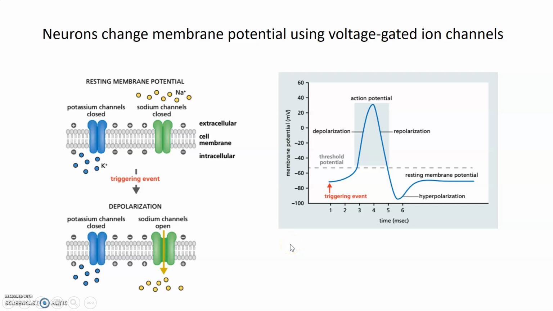When the neuron receives a signal to fire, or a triggering event happens, there's a slow depolarization, a slow change making that membrane potential more positive. You can see that here in the graph. And this is due to a slow opening of the sodium channels. Sodium can come in, and sodium is positive, so it changes the membrane potential to be more positive on the inside.